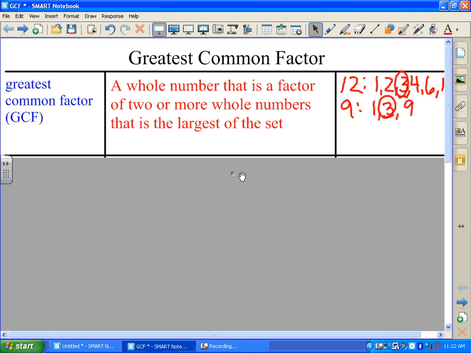So the greatest common factor is a whole number that is a factor of 2 or more whole numbers that is the largest of the set. In the example, we have 12 and 9. The factors of 12 are 1 times 12, 2 times 6, and 3 times 4. The factors of 9 are 1 times 9 and 3 times 3. So the set for 12 is 1, 2, 3, 4, 6, 12. The set for 9 is 1, 3, 9. What is the largest number that is the same between the two numbers? It happens to be the number 3. Okay?